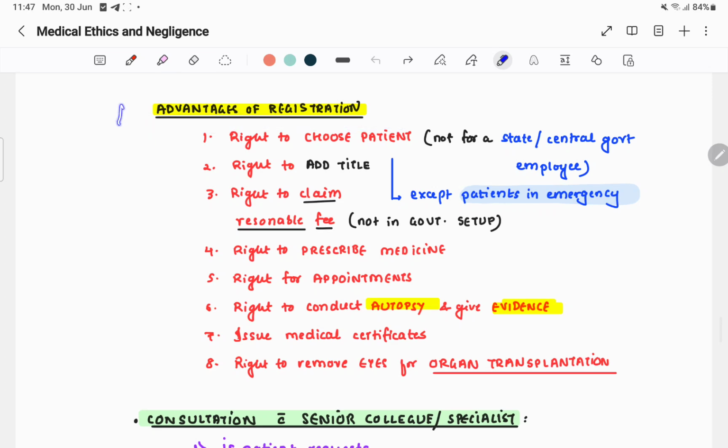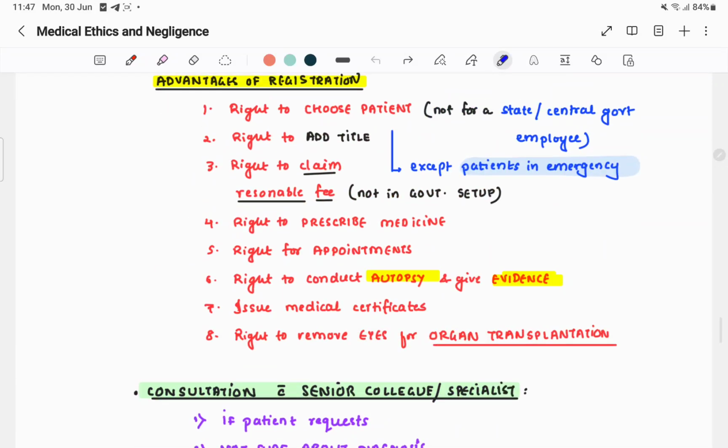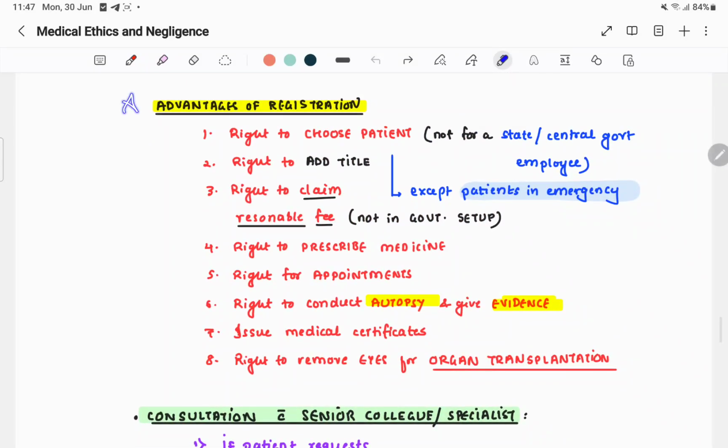Advantages of registration. What are the advantages when you get a registration number from NMC? Right to choose patient, not for a state government or central government, and not in emergency. If a patient is in an emergency and you are running a private clinic or private setup, then also you have to treat, provided you have proper infrastructure.